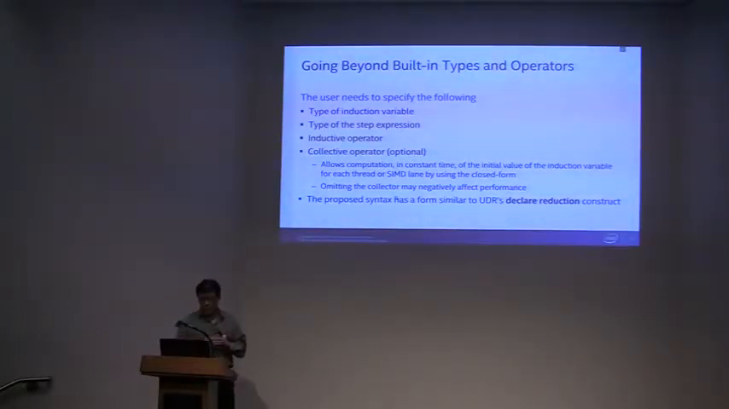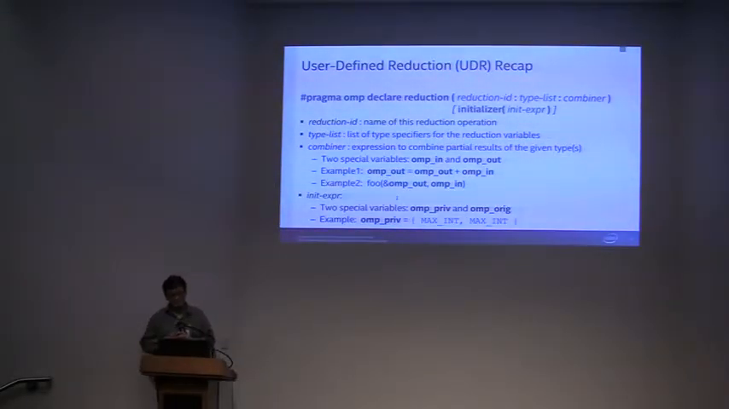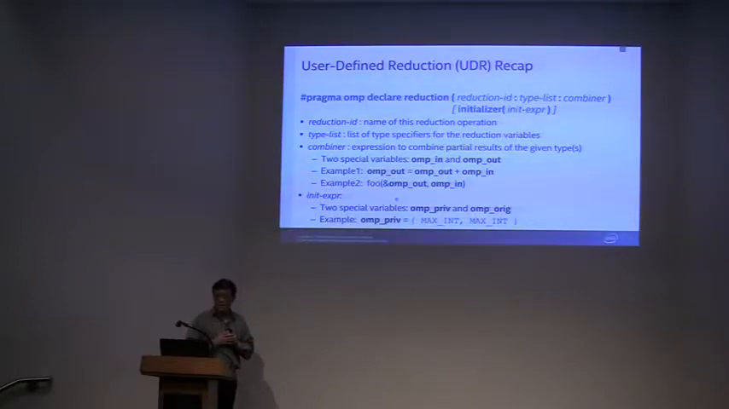And so the proposal to describe this is similar to the existing declare reduction construct in the syntax. As a recap, here's the syntax for declare reduction. We can see there's a reduction ID in this first field, a list of types for the reduction variables, then an expression called the combiner that will express how these partial results are combined, and the specification of the combiner uses special variables, OMP in, OMP out, to represent the reduction variable. So we'll use a similar mechanism in our declare induction. And then there's an optional initializer part in the declare reduction. So similarly in the declare induction, we'll have an optional part for the collector.